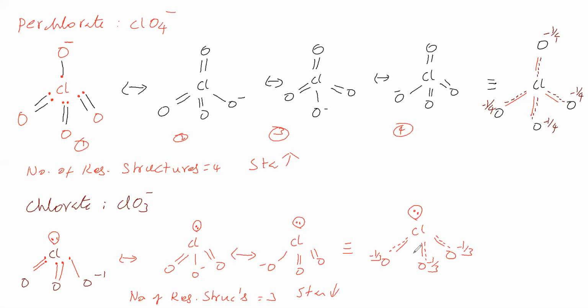Therefore the stability of the molecule depends on what? The resonance structures. If the number of resonance structures is high, then we can say stability will be high. In this way we can write resonance structures.